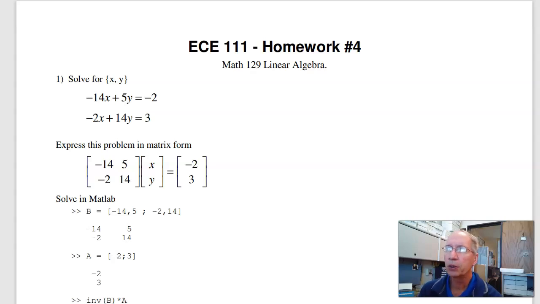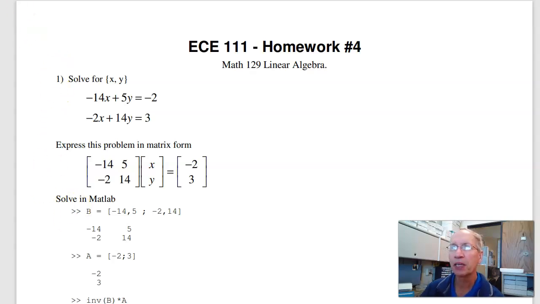Here are solutions to homework set number 4 for ECE 111. This homework looks at problems you run into in Math 129 linear algebra, and how to solve them using Matlab. Math 129 linear algebra is all about solving n equations and n unknowns, and to do that, we use matrices.